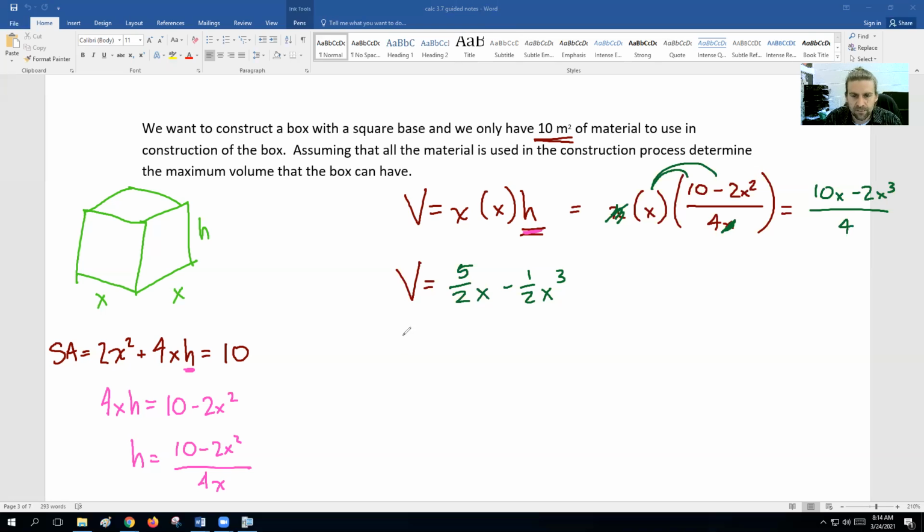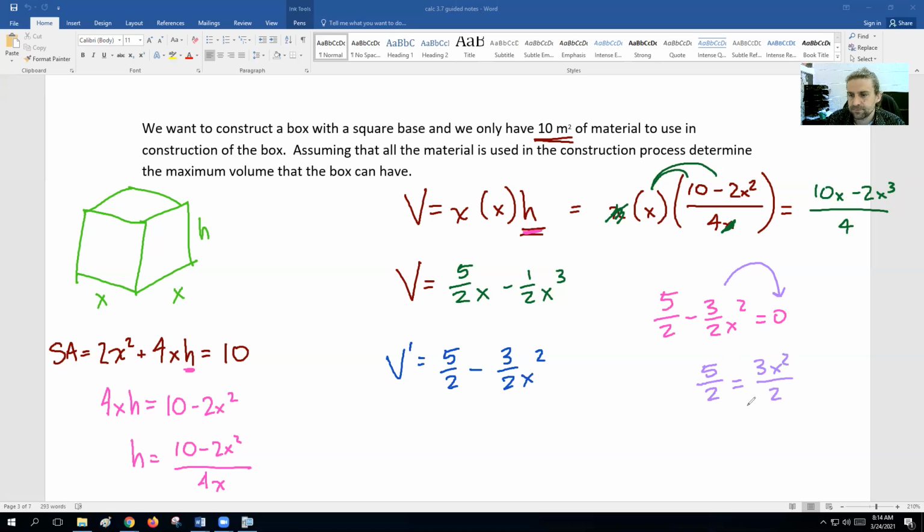Okay, so now what we need to do is take the derivative of this. The derivative of 5 over 2 x becomes 5 over 2, and then minus 1/2 times 3 is 3 over 2 x squared. So we want to find the critical numbers of that derivative. To find any critical numbers, we're going to set it equal to 0. So let's move that over to the other side. So we get 5 over 2 is equal to 3x squared over 2.